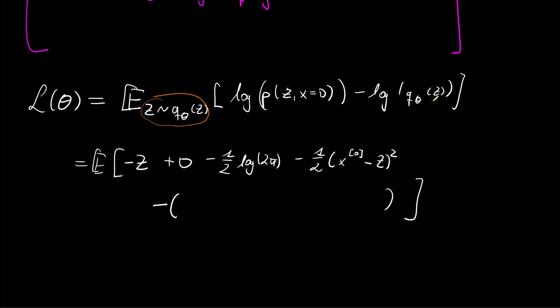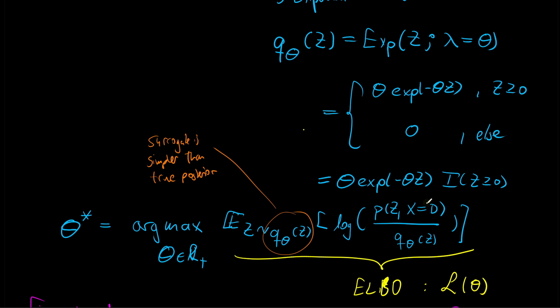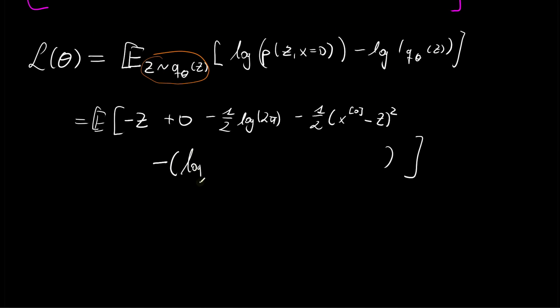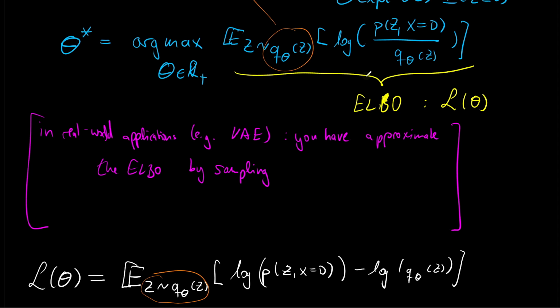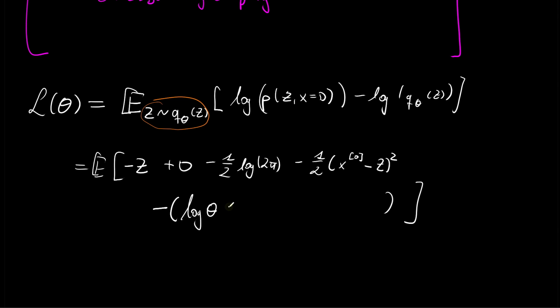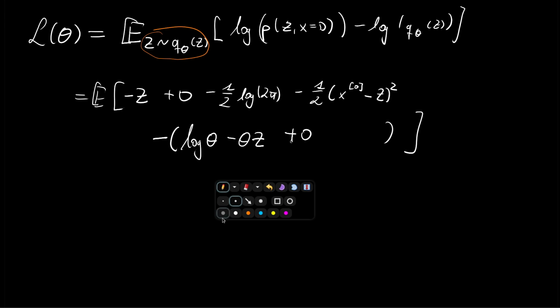the logarithm of our proposed surrogate posterior, which was in this particular form. So we will get first the logarithm of theta, then the logarithm of the exponential, which cancels, so we have minus theta z. Then the logarithm of the indicator gives us 0, and I just want to show you why that is the case.